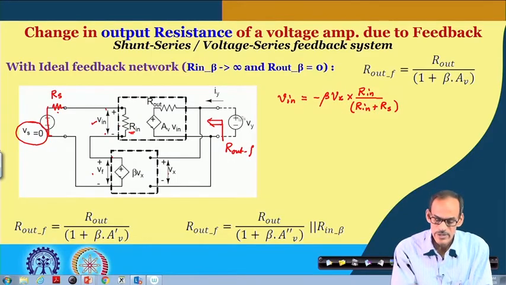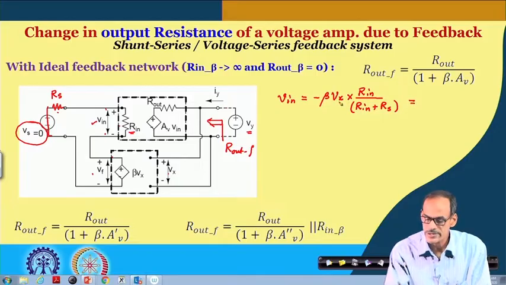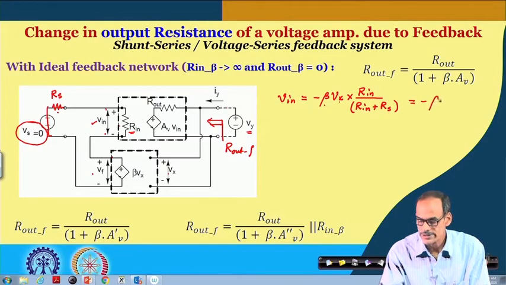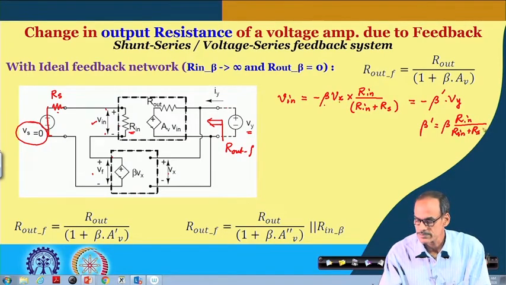So, V x again is the same as V y. So, we can replace this V x by V y, and beta into this factor we may call a beta dashed. So, beta dashed multiplied by V y, where beta dashed is equal to beta into R in divided by R in plus R s.